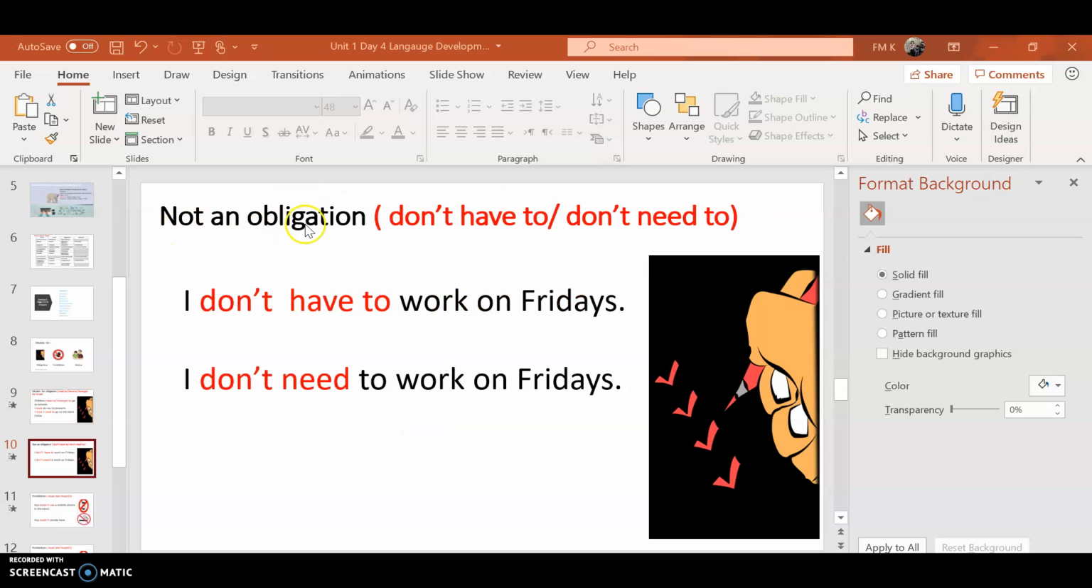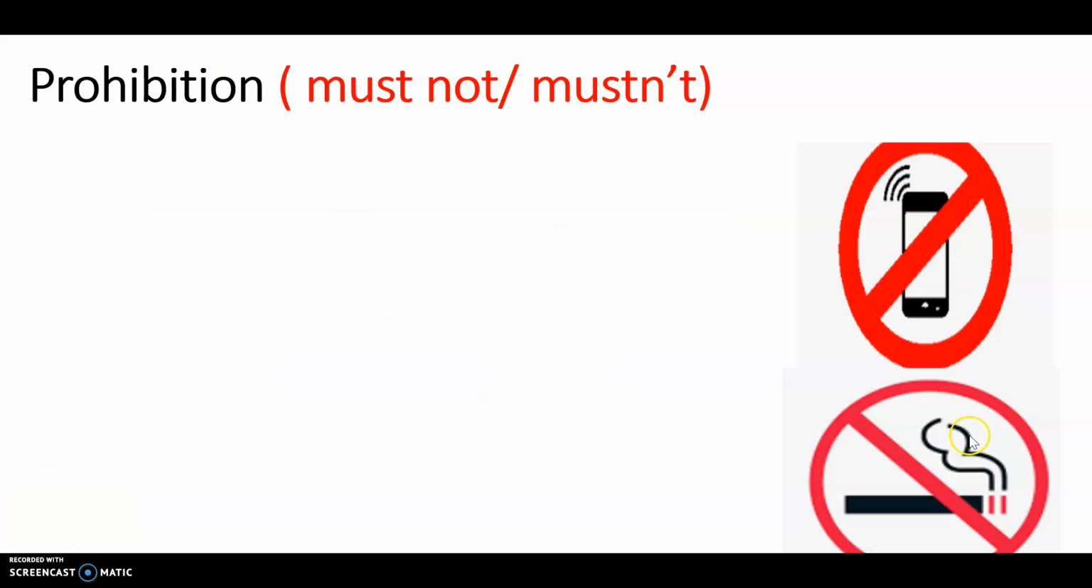If something is not an obligation, okay, we can use don't have to or don't need to. I don't have to work on Fridays. Why? Because Friday is a holiday. So I don't need to go to work or I don't need to work on Friday.